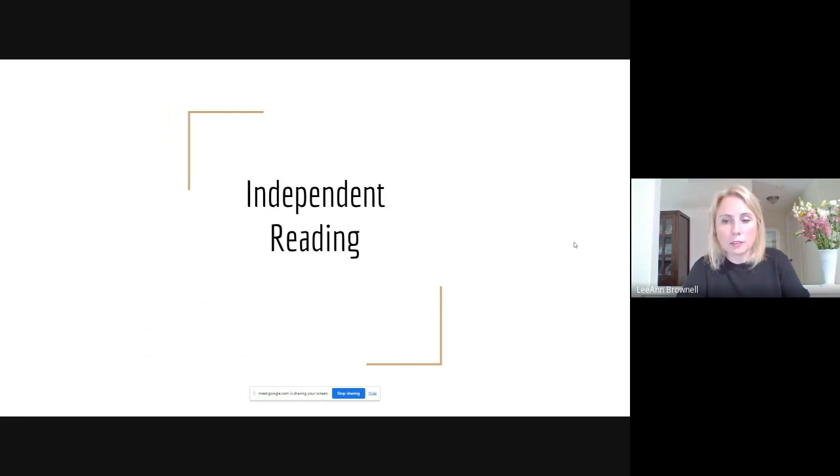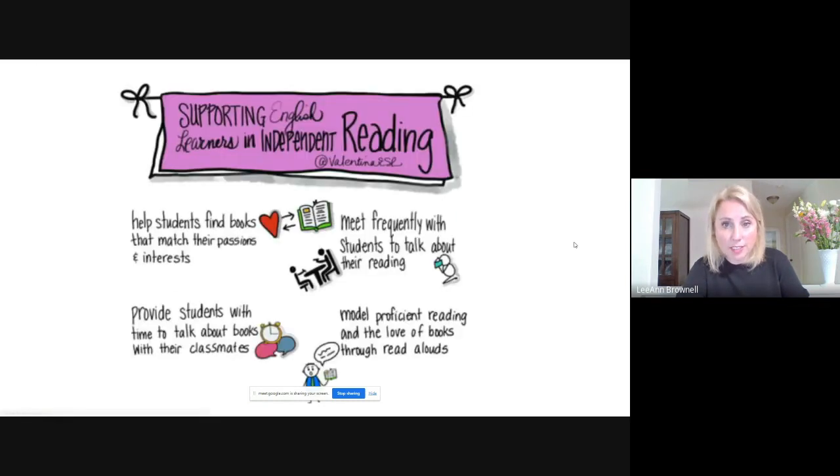Independent reading. Okay. I have to apologize. This is the infographic for independent reading, which is coming up. I wish I put this slide after my heading. Anyhow.